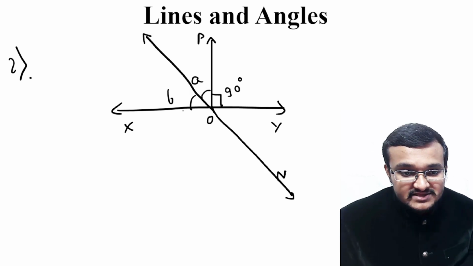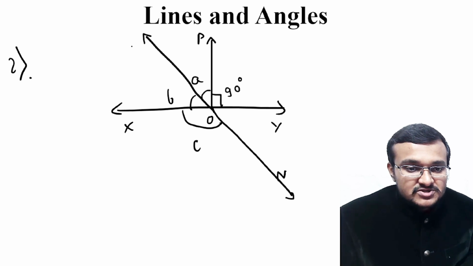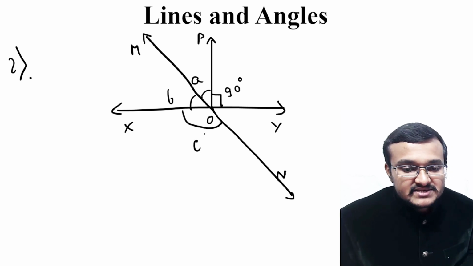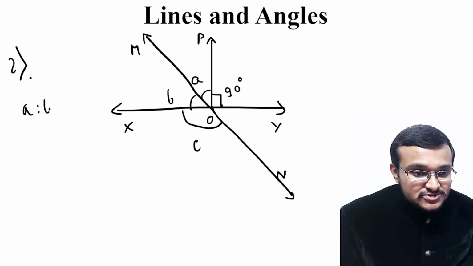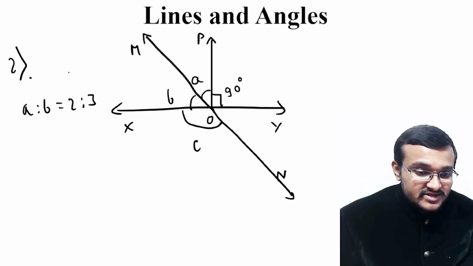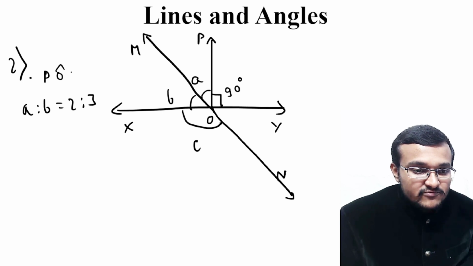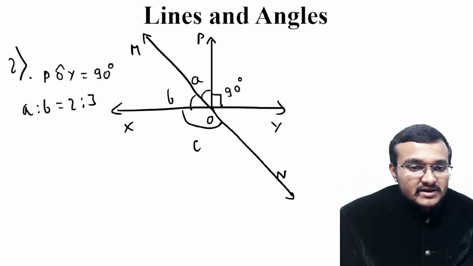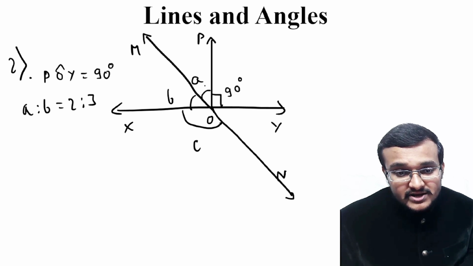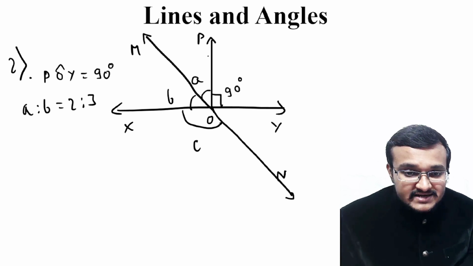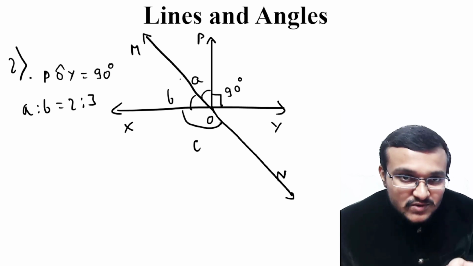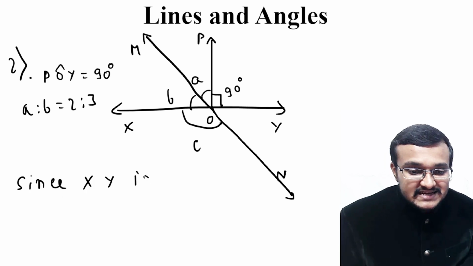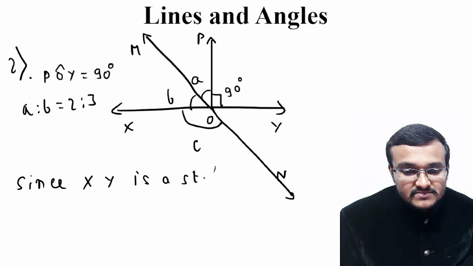And here they have named this particular XON as C. So now here we have angles A, B, C, and they have given the ratio, that is A is to B is equal to 2 is to 3, and they have given POY, that is equal to 90 degree. So now this POY is 90 degree and XY is a straight line.